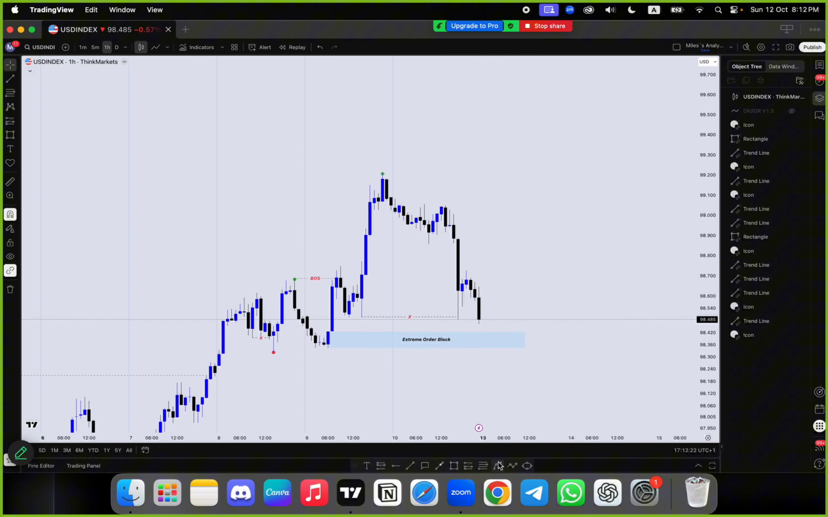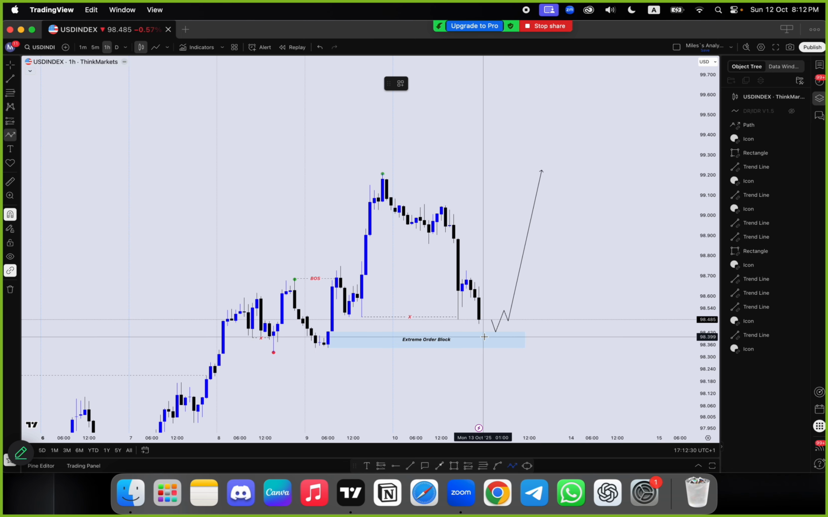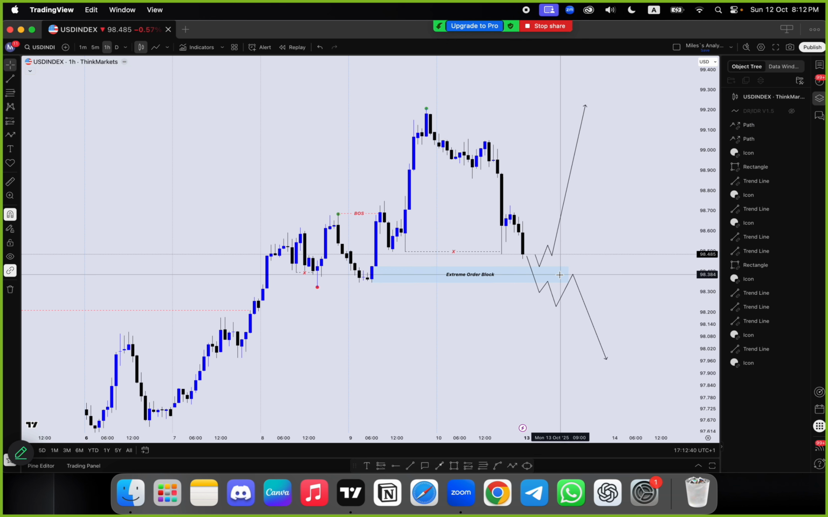So when the market opens, we may see price coming for this extreme order block, then give us a bullish push on the USD index, or price will come and create a change of character, and then we can start looking for shorts if price creates a change of character. But the most likely thing to happen is that price is going to mitigate this extreme order block and at least give us a small reversal, maybe to this order flow here, which is not yet mitigated.